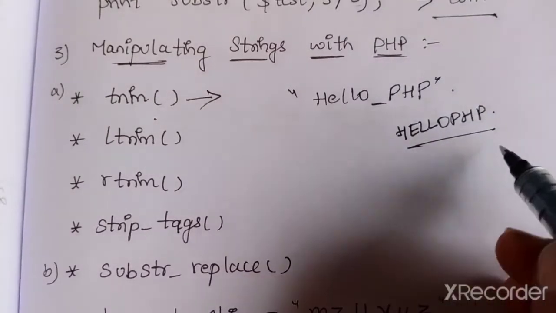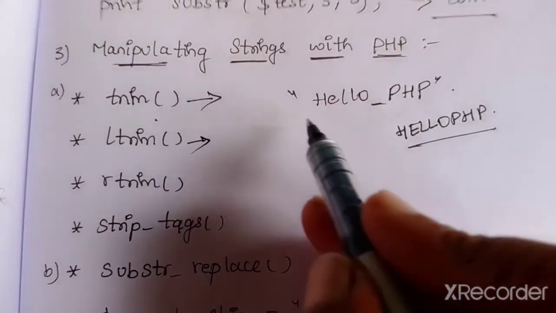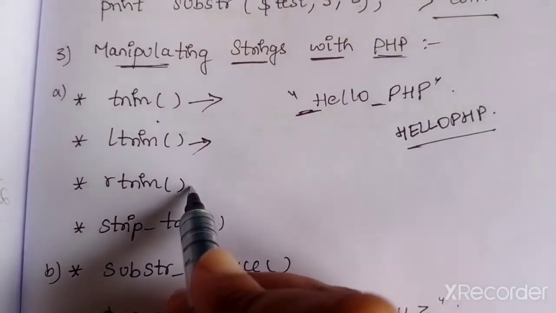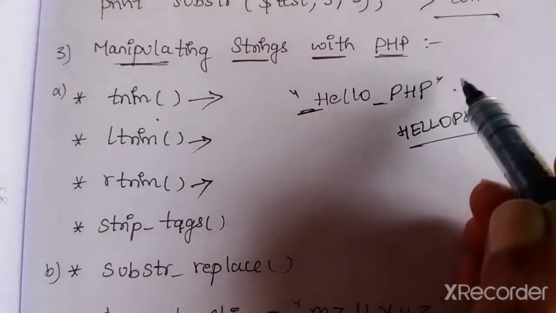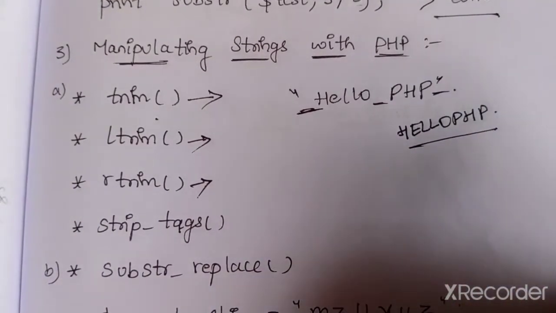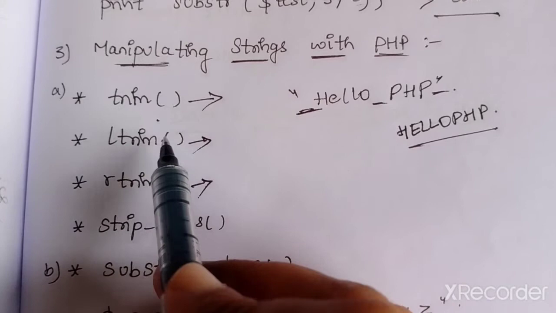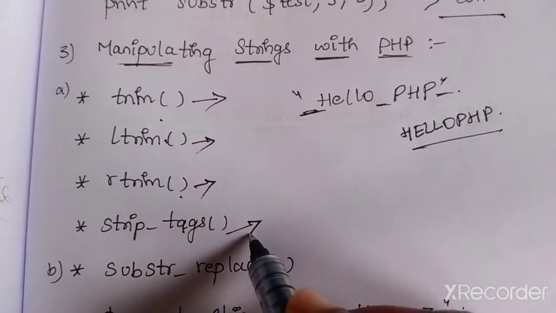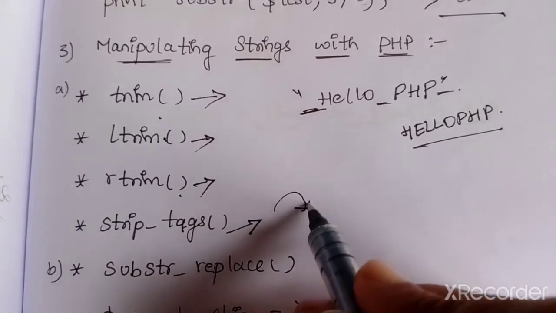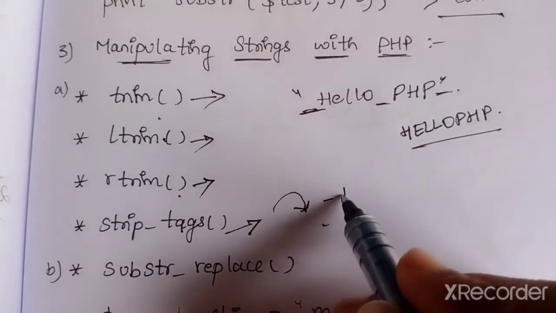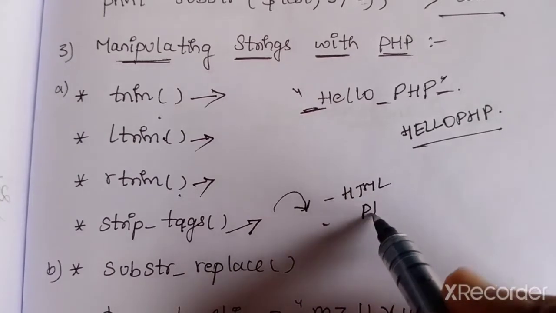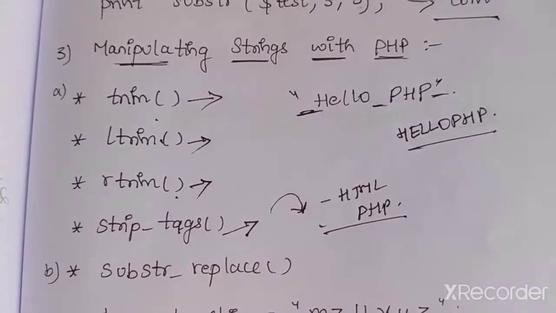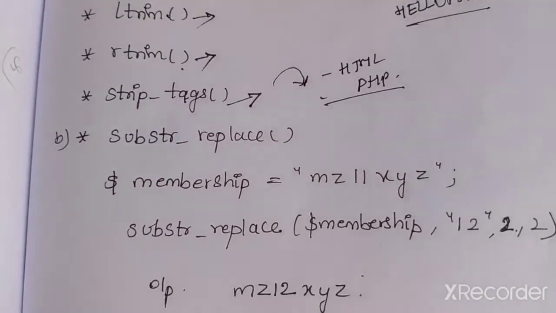Whereas ltrim is used to remove the space at the start of the string, and rtrim is used to remove the spaces at the end of the string. Ltrim is the beginning of the string, rtrim is the end of the string, and strip tags is used to strip out HTML and PHP tags from the string. Got it?